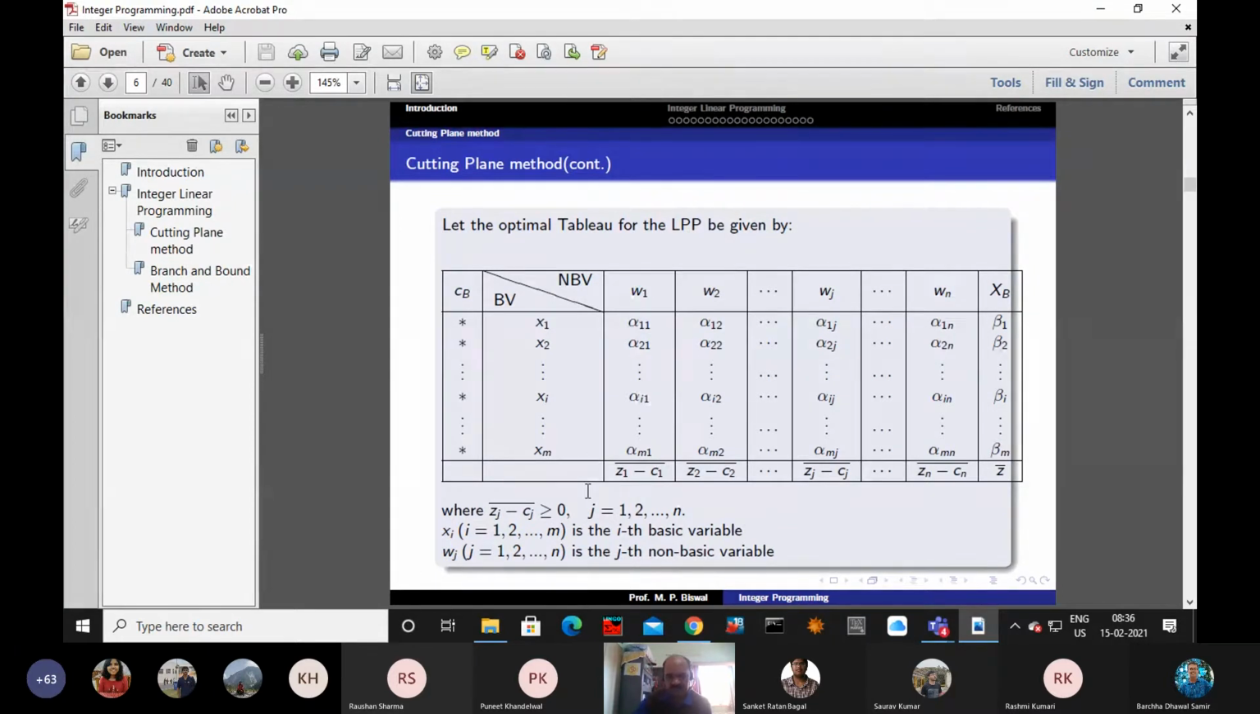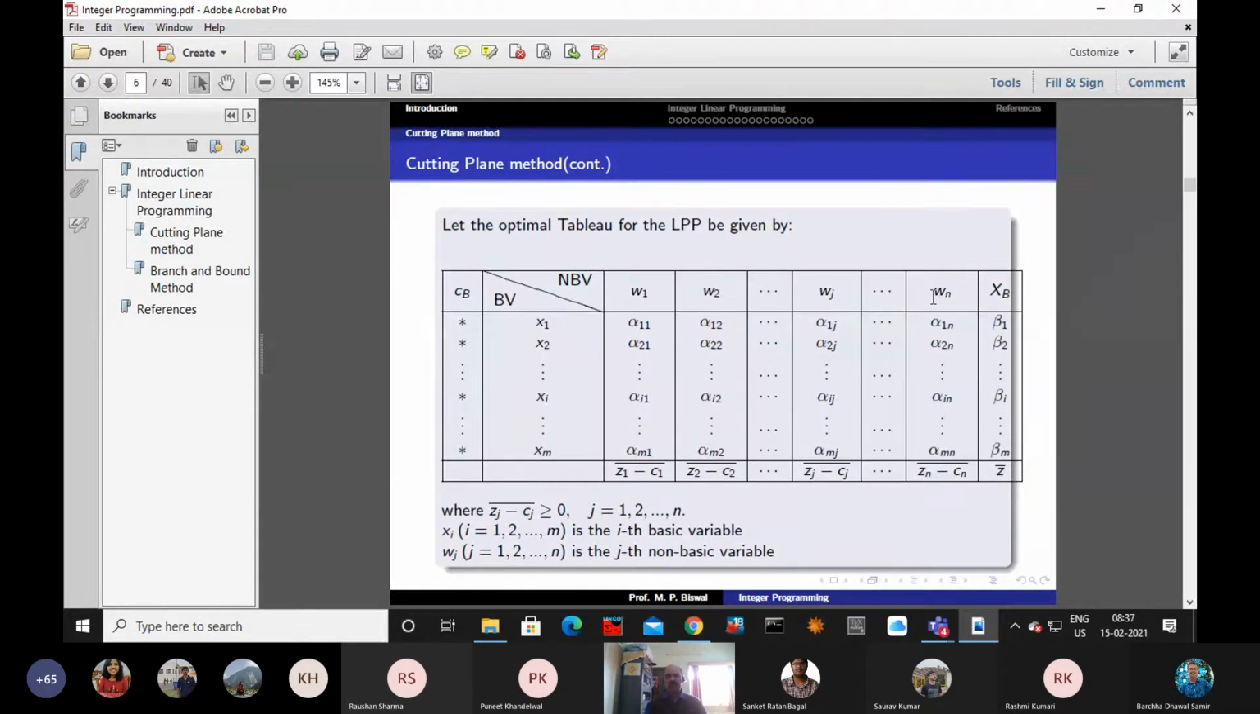Slack variables are the basic variables. Basic variables plus non-basic variables is the total number of variables. So accordingly, this is completely hypothetical. Let us say the basic variables are x1, x2 up to xm. Never will you find it in this manner. x1, x2 are the basic variables. Non-basic variables will have a different name: non-basic variables w1, w2, wj. See, basic variables, non-basic variables.